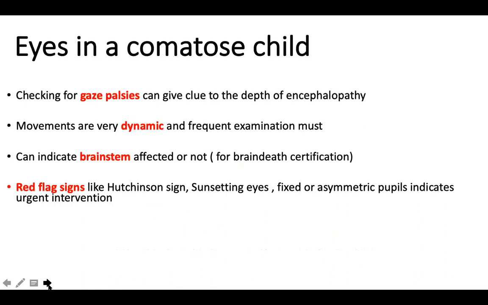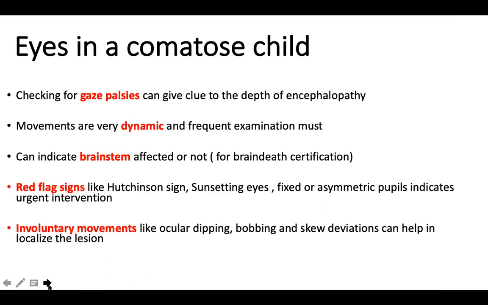They can indicate brainstem injury and brainstem death in children having significant encephalopathy. If you want to check the brainstem, you can look for doll's eye movement. Absence of doll's eye movement indicates there is a brainstem injury, so that can help in certification of brainstem death. Certain red flag signs like Hutchinson's sign are very, very important because it indicates impending herniation and you need to react urgently. So I hope this gives an understanding regarding eyes in a comatose child. And of course, certain involuntary movements, which I didn't go into, like ocular bobbing and ocular dipping, also can give certain clues in the ICU.